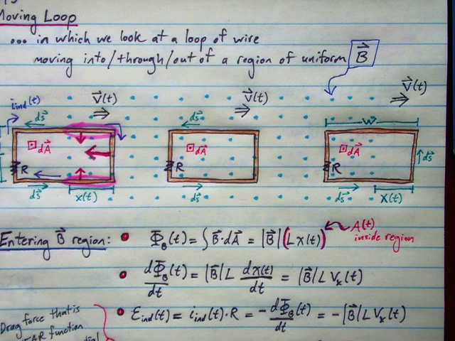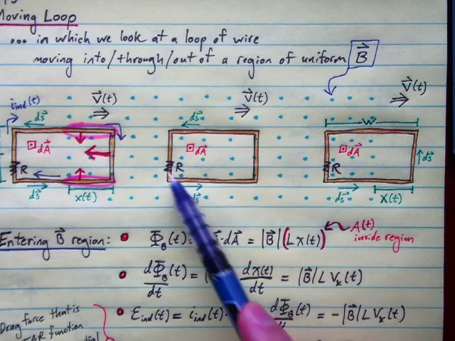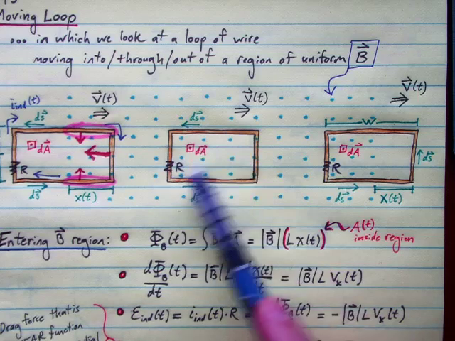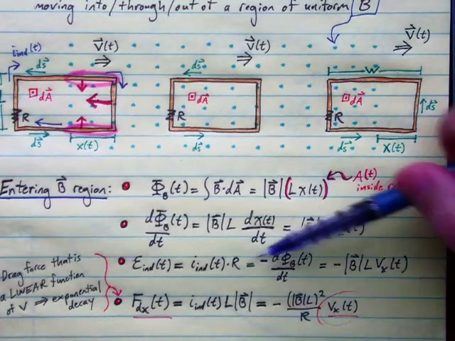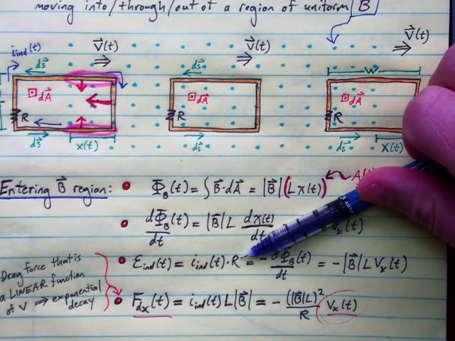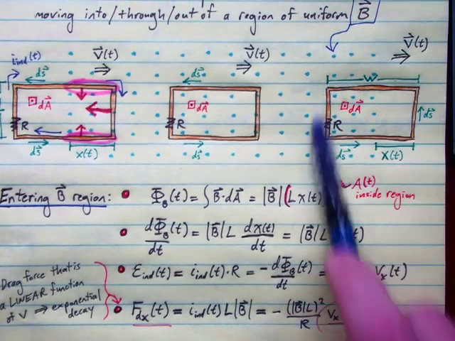Just in case it was unclear, I noted that our loop here has some resistance that I've just denoted by this little resistor over here, representing the total resistance of our loop, which appears here. That R is the total resistance of our loop in Faraday's law. Okay, lastly, let's look at leaving the region over here.